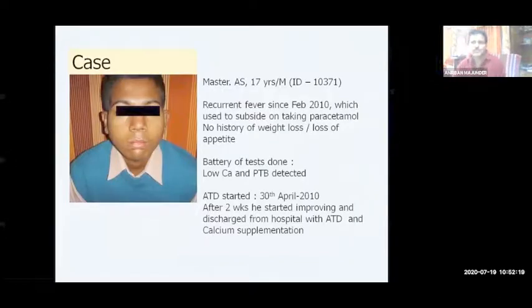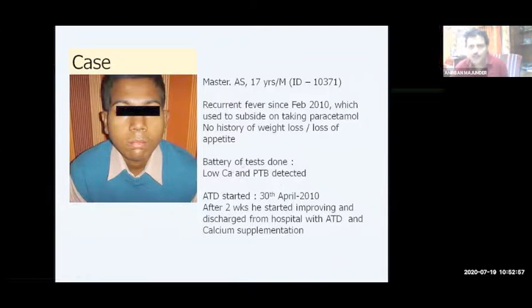Now, my last case is this one, a 17-year-old boy who had recurrent fever since February 2010, which used to subside on taking paracetamol, with no history of weight loss or loss of appetite. A battery of tests was done because of the fever. So that was his concern. Ultimately, low calcium and pulmonary tuberculosis were detected, and anti-tubercular drugs were started. He started improving, and was discharged from the hospital with anti-tubercular drugs and calcium supplementation.